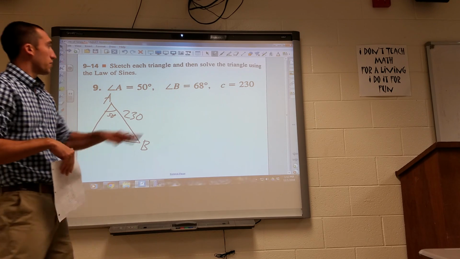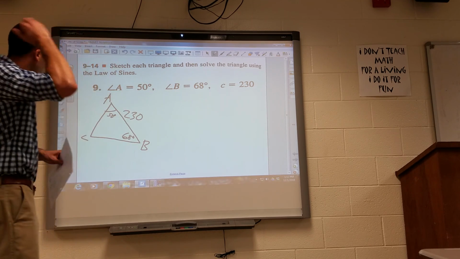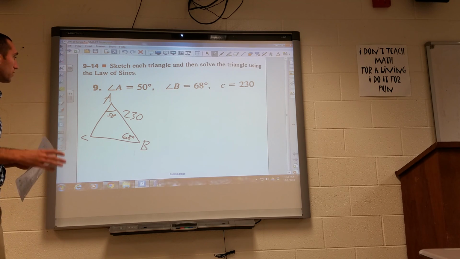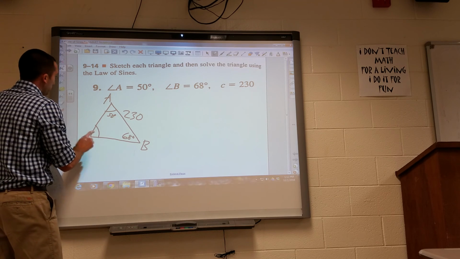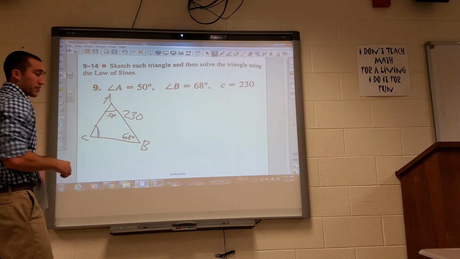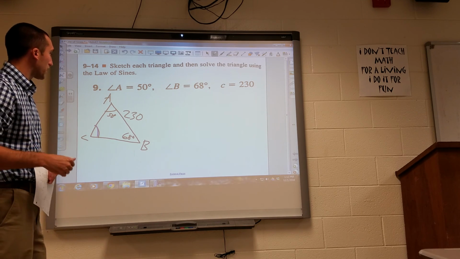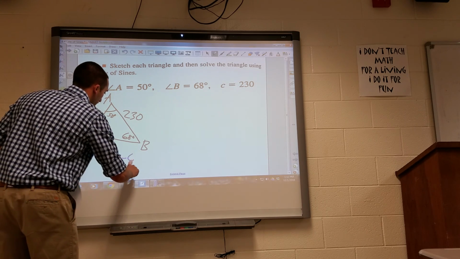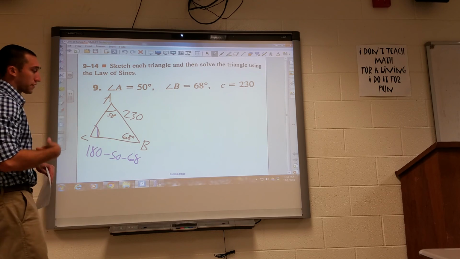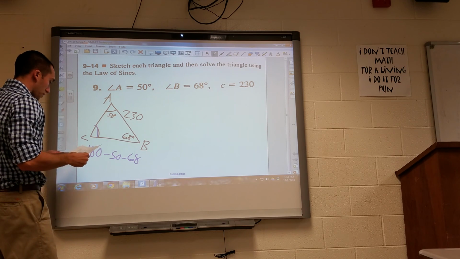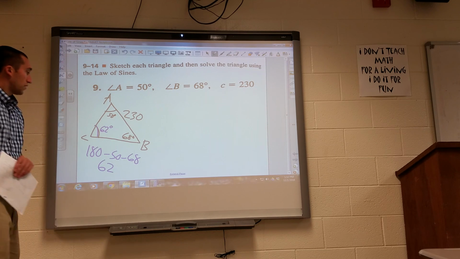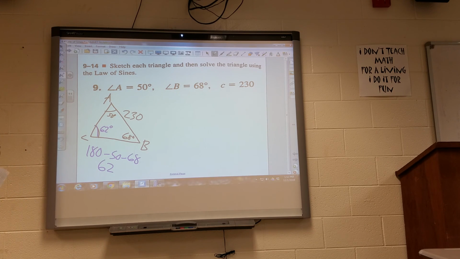Lowercase c, meaning side C. And we need to solve the triangle. So we can find this missing angle real easy by doing 180 minus 50 minus 68, right? Or you can add these together and then subtract it from 180, whatever works for you. And we see that this angle is 62 degrees. So angle C is 62 degrees.